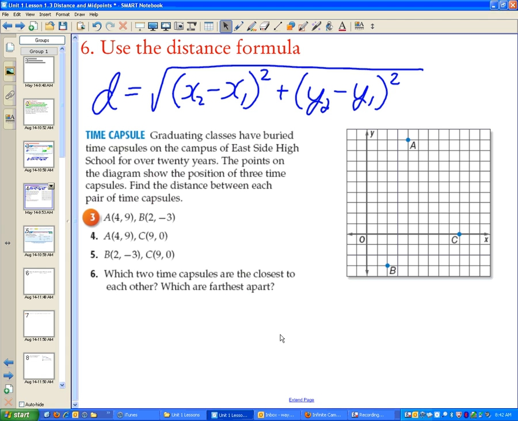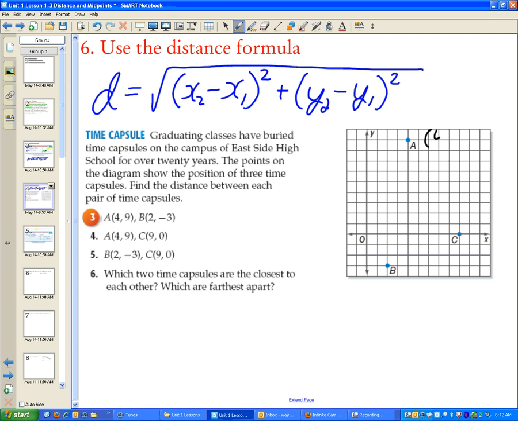Okay, we have a little word problem here. Time capsule. Graduating classes have buried time capsules on the campus of East High School for over 20 years. The points on the diagram show the position of 3 time capsules. Find the distance between each pair of time capsules. And then they tell us the coordinates of each one. And you don't have to draw the figure on your paper, but I'm going to label the figure here.